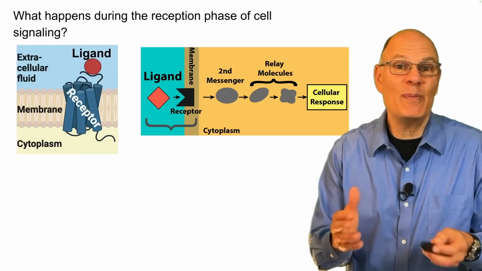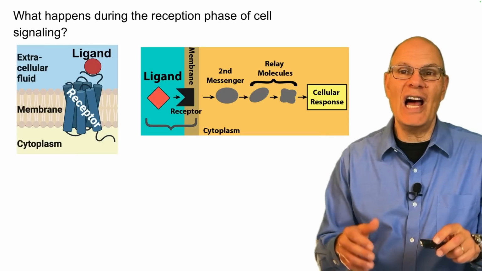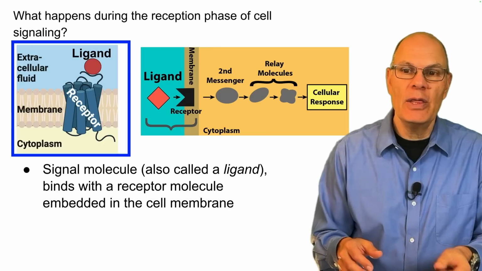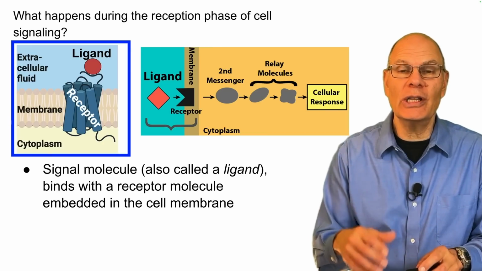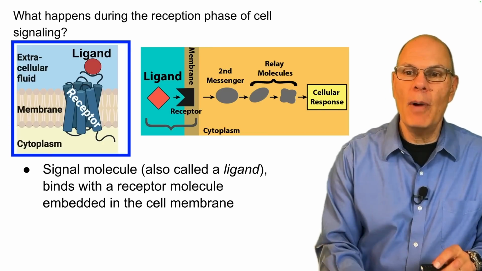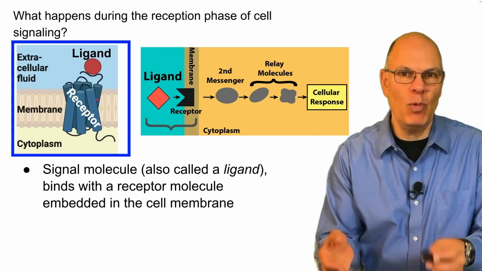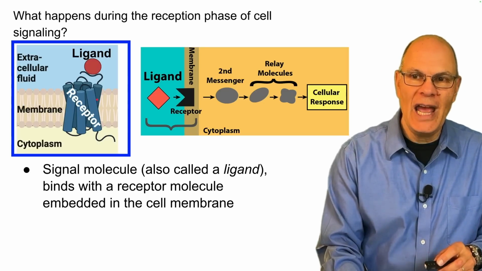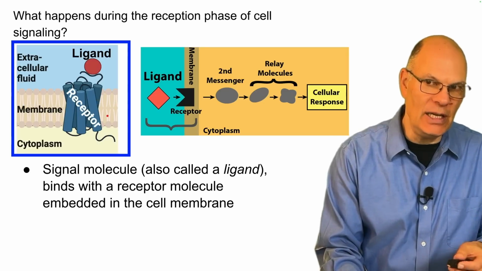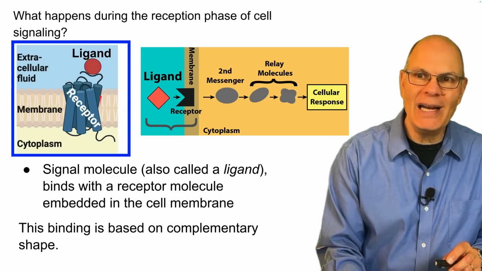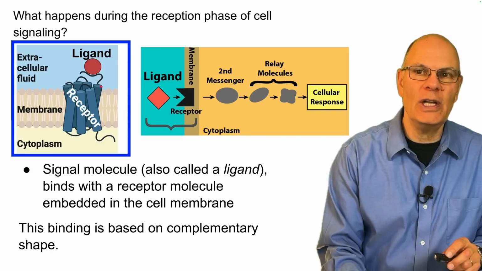We're now going to expand on the material in the previous slide. What happens during the reception phase of cell signaling? The signal molecule, also called a ligand, as we've talked about before, binds with a receptor molecule. Here you can see a receptor that has a more realistic depiction, and you can see how it's embedded in the phospholipid bilayer of the cell membrane. That binding is based on complementary shape.